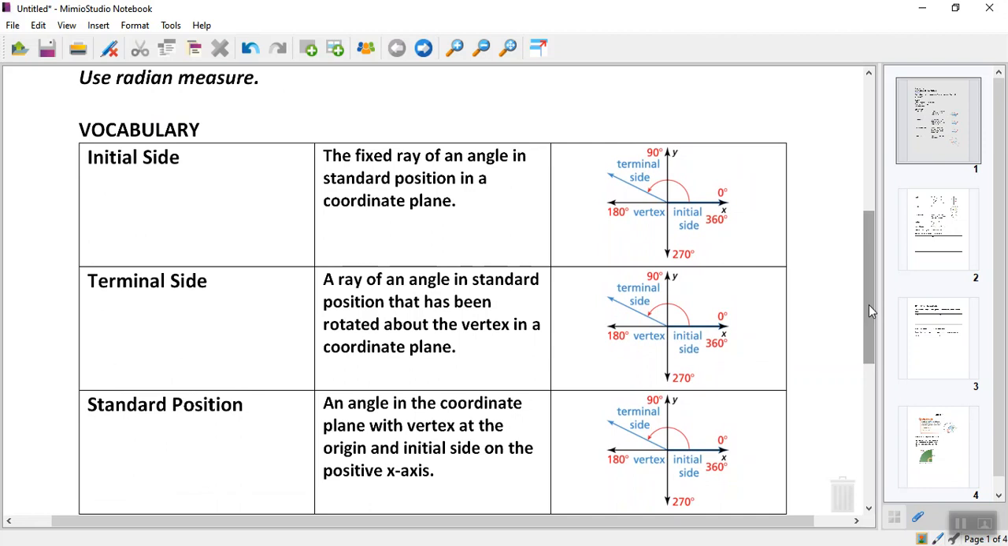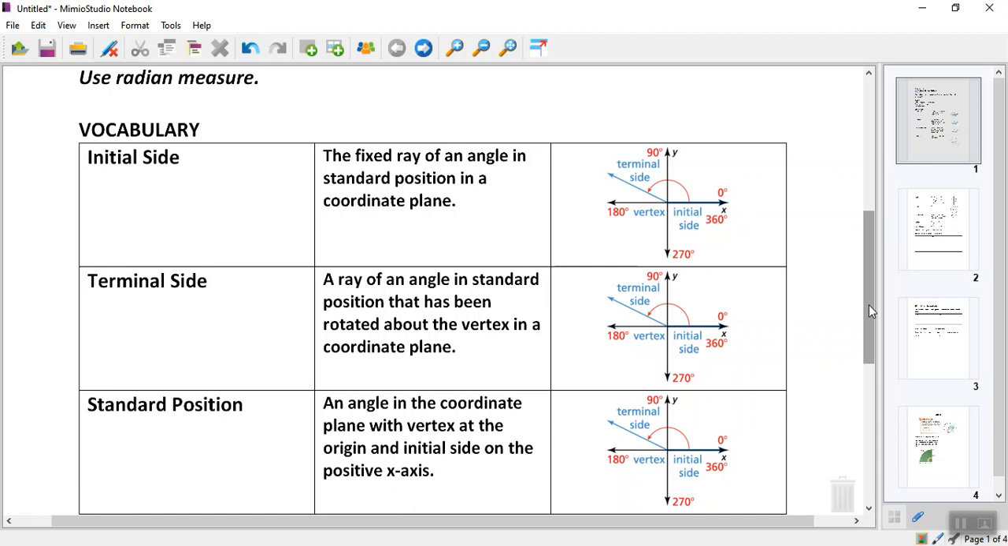So when we talk about angles right here, angles are always going to have what's known as an initial side. The initial side is the fixed ray of an angle in standard position in a coordinate plane. The initial side on this diagram for the first three terms is all the same. The initial side is always going to be in a coordinate plane on the positive side of the x-axis. So it's always on the x-axis on the positive side. This is always the initial side of any angle right here.